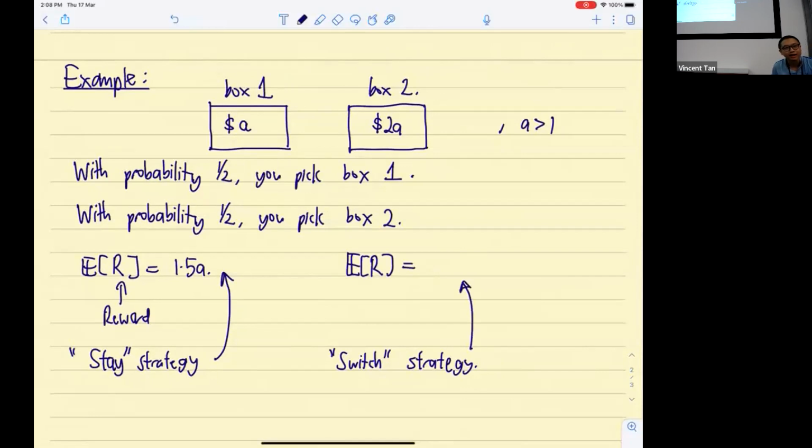Still the same, right? You don't think it's the same? Because I pick box 1 with probability 1/2, which means that I don't pick box 1 with probability 1/2. So if I switch, I pick box 1 with still probability 1/2. I switch deterministically. Now I go to open box 2. So what is my expected reward? 1/2, right? 1.5A.